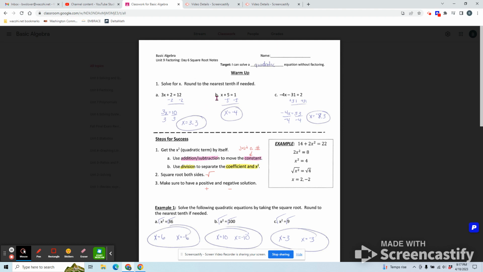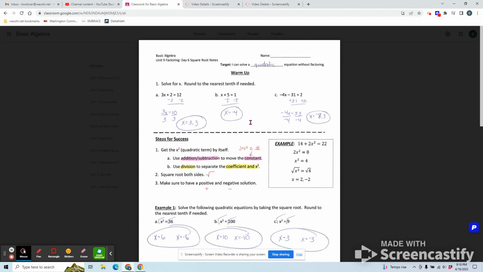Letter B, subtract 5 from both sides. 1 minus 5 is negative 4. And then letter C, I'm moving the constant to the other side. Right now it says minus 31, so I'm going to add 31 to both sides. 2 plus 31 is 33. Divide by negative 4. And once again, I get a decimal, and that is okay.